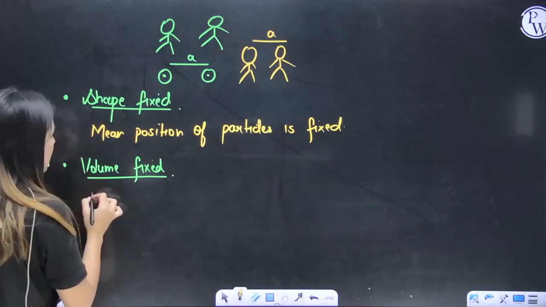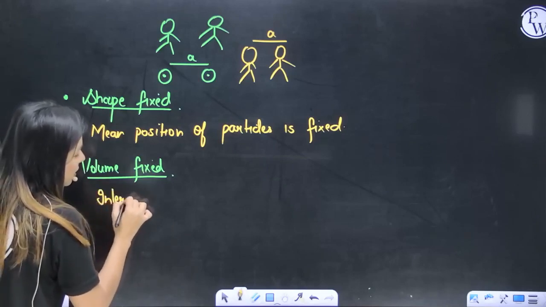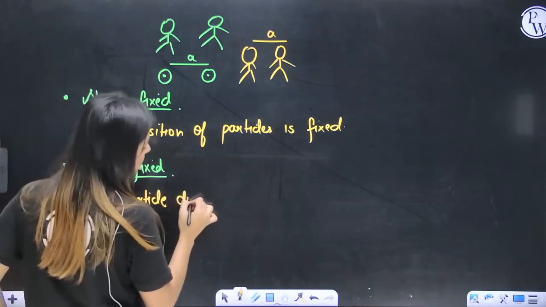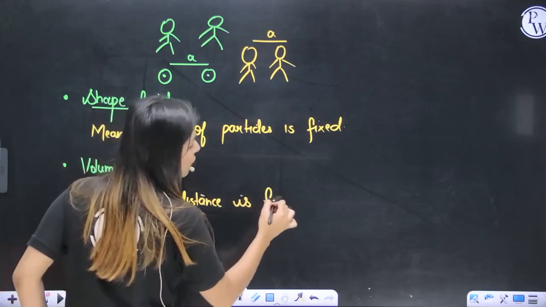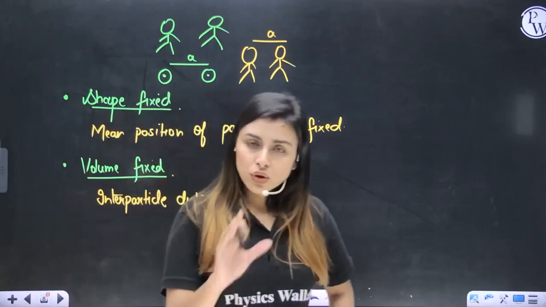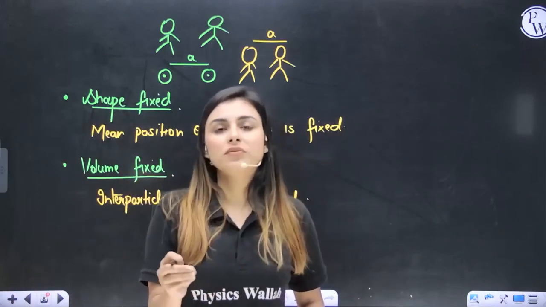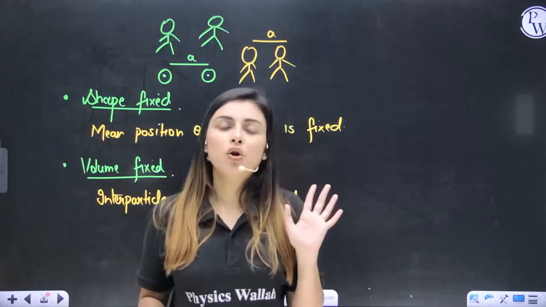So this is how you are going to define volume fixed, that interparticle distance is fixed. When only interparticle distance is fixed but not the mean position, then the volume is fixed but the shape is not fixed. Okay? And if both of the things are not fixed, right?